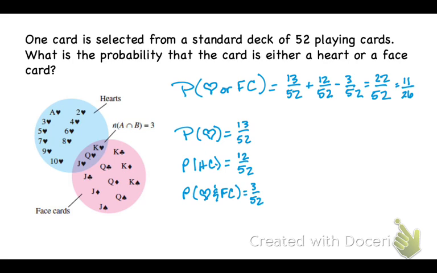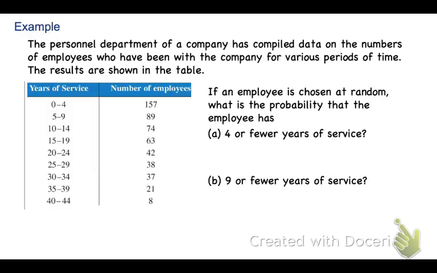You good? Okay. The personnel department of a company has compiled data on the number of employees who have been with the company for various periods of time. The results are shown in the table. If an employee is chosen at random, what is the probability that the employee has 4 or fewer years of experience? So the first thing I need to do is do what?